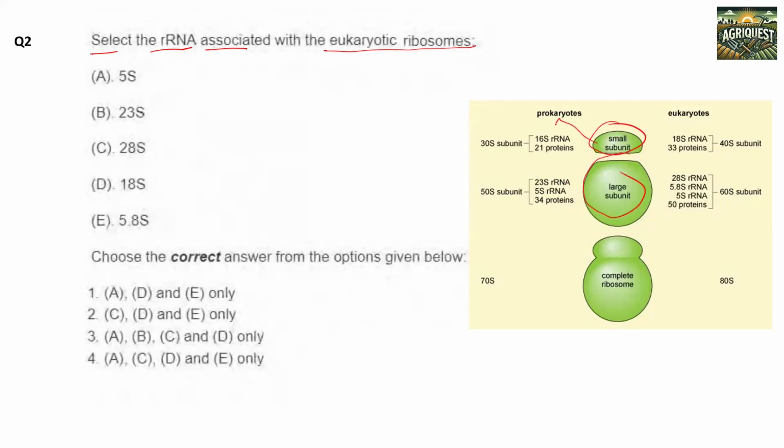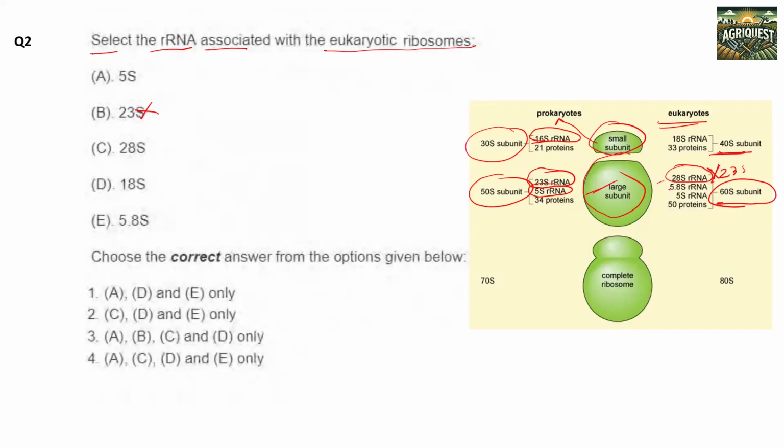In prokaryotes, the small subunit is the 30S subunit and the large one is called the 50S subunit. The small subunit contains 16S RNA only, but the large subunit contains the 23S RNA and the 5S RNA. But in eukaryotes, the small subunit of the ribosome is called 40S, and the large subunit is 60S. It contains 28S RNA, not the 23S. It does not contain 23S, so that option will not be correct.